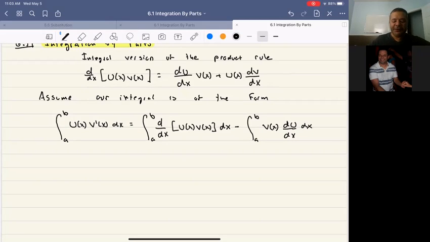Now this thing just integrates straightforward. That's going to be u of x, v of x evaluated at a and b, minus the integral from a to b of v of x, and let me write this as u prime of x dx.